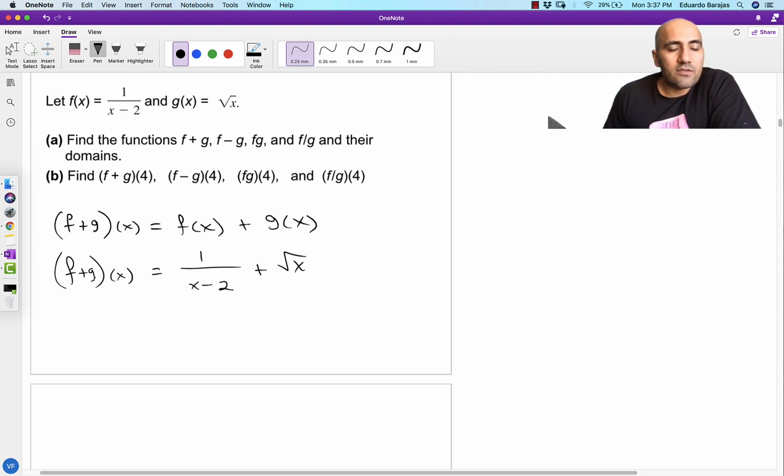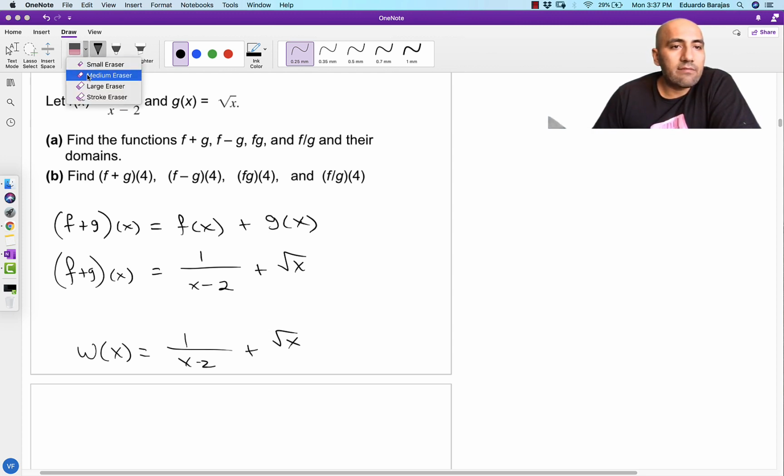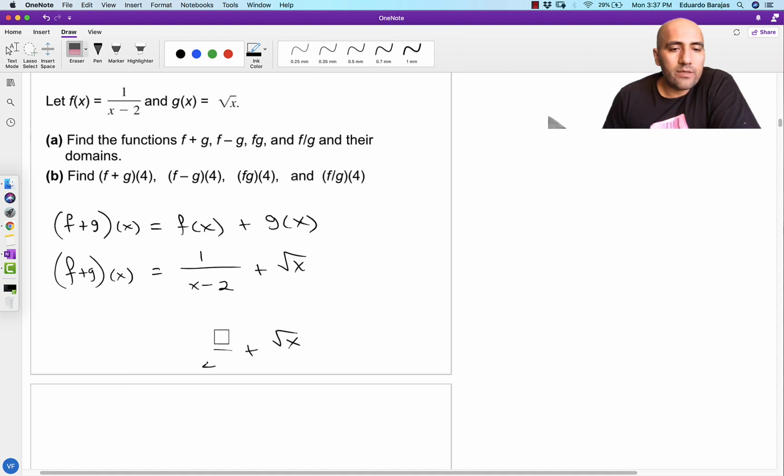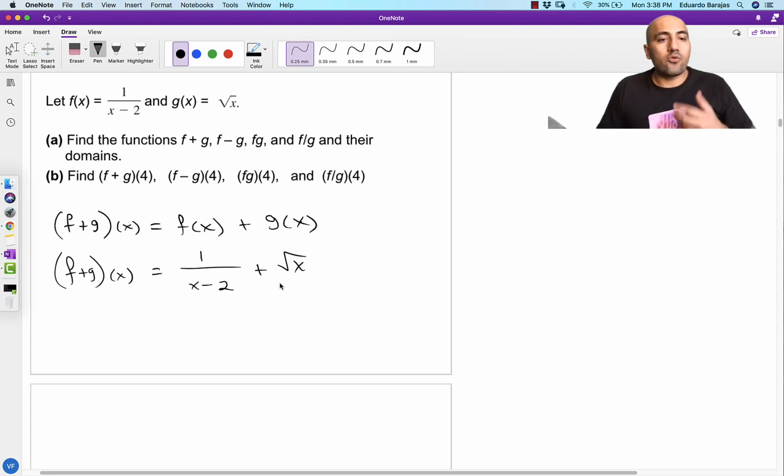But if I labeled it something else, no, right? If I had labeled it w of x equals 1 over x minus 2 plus root x, then we would lose track of where it came from, right? We would know that this w function is the result of adding the f and the g function. So for that reason, we adopt this kind of weird notation of f plus g evaluated at x. Now we could simplify this, combine like terms, and that's fine. But that's not really the point of this exercise. We just want to show what the sum is, which is pretty obvious, just to glue them together, add them together.